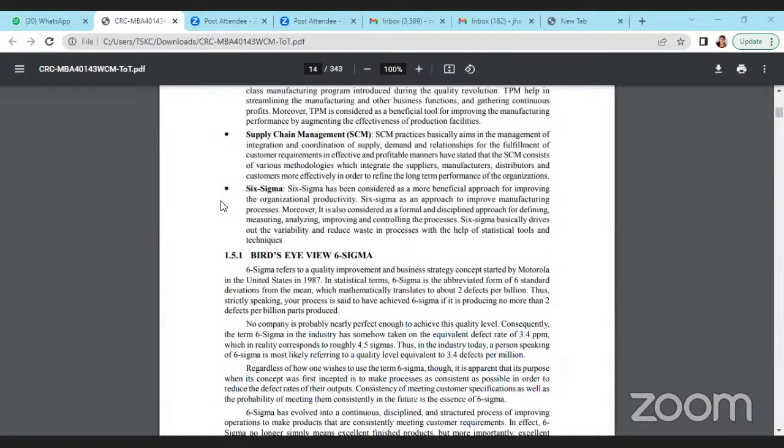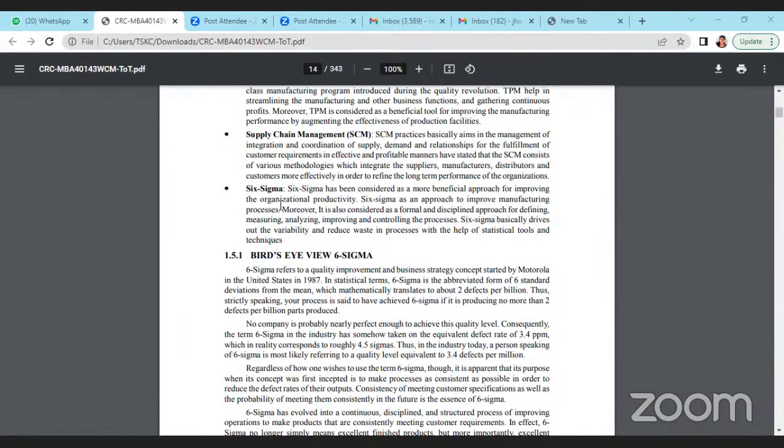It practices the management for integration and coordination of supply, demand, and their relationship, and how they are fulfilling customer requirements. It also consists of various methods which will integrate suppliers, manufacturers, distributors, and customers more effectively in order to improve the long-term performance of the organization.